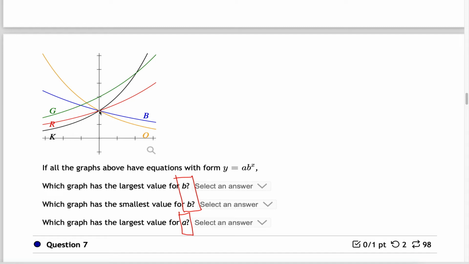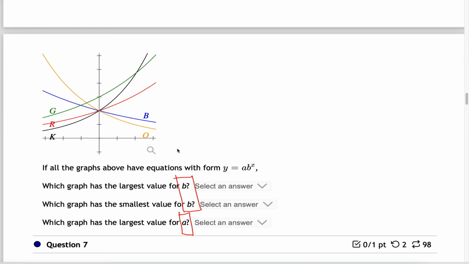Well, blue and orange have the same height right here, but when I take 1 step to the right, orange is a number that is smaller than blue is. So orange got multiplied by a number that was smaller than blue got multiplied by. Therefore, orange must have a smaller value of B than blue does.